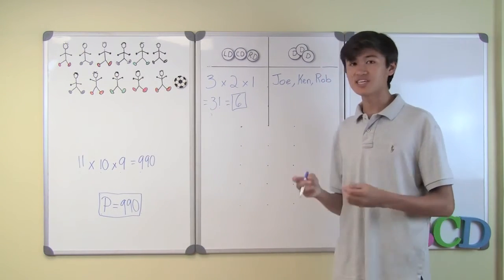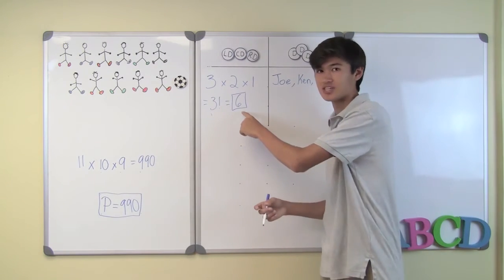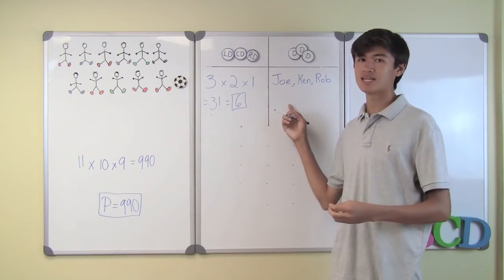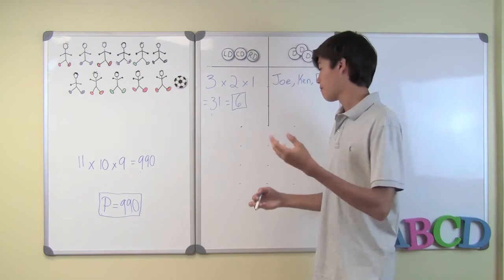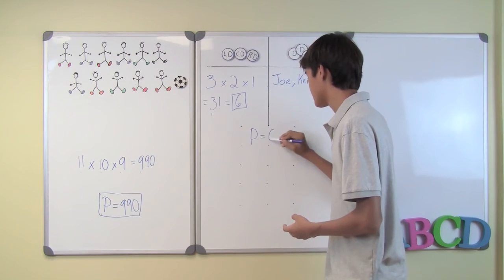This tells us that for each combination, there are 6 permutations. Thus, the number of permutations is 6 times as many as the number of combinations. We can represent this by P is equal to 6C.